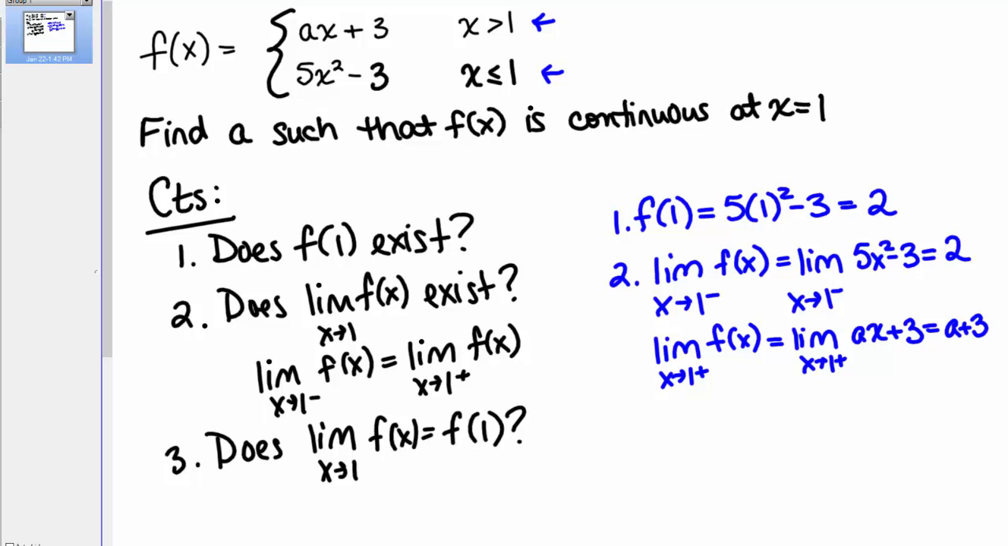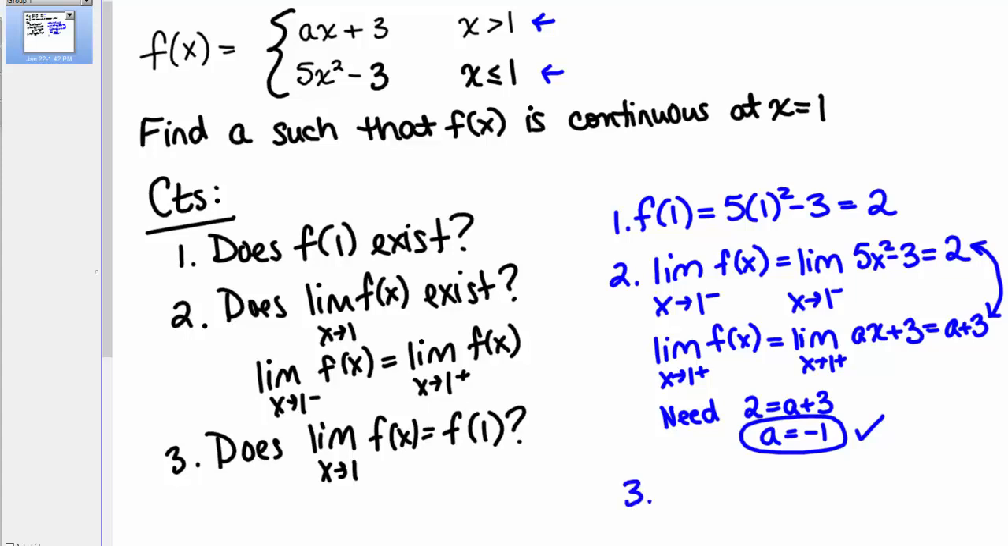Now we need these two limits to be equal to one another in order to have a continuous function, in order for the limit to even exist. So we are going to say we need 2 to equal a plus 3, but that means a has to be negative 1. And if a is negative 1, then we will have that these two limits equal one another.